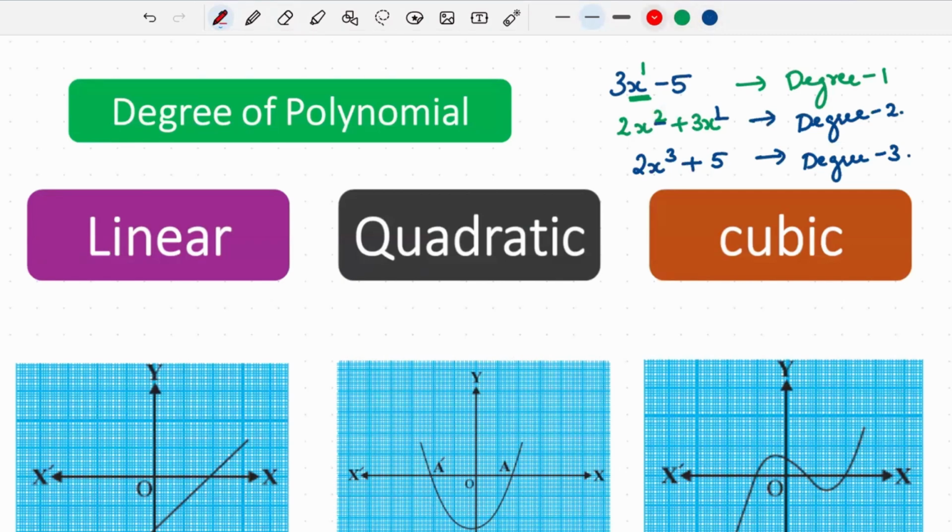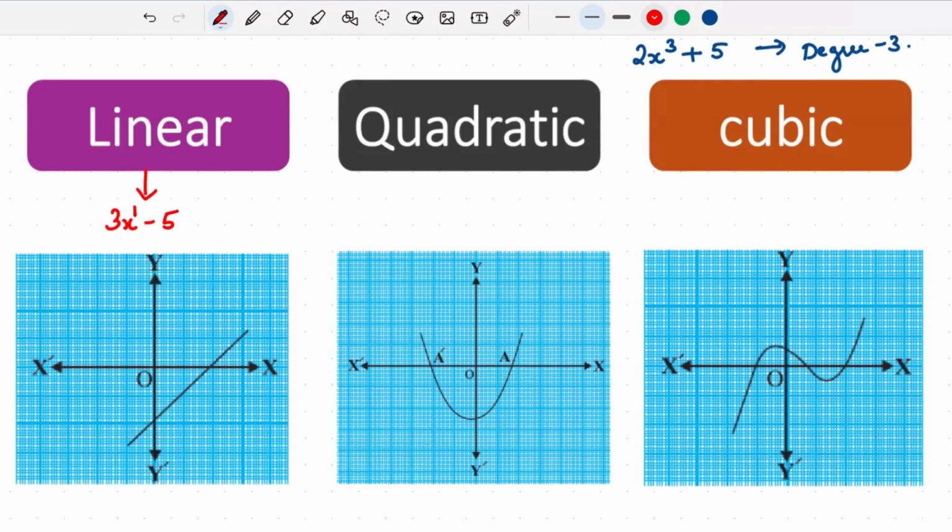So based on the degree of the polynomial, we are going to classify the polynomials as linear. Linear means degree 1. So your example is 3x minus 5. So here the power of the variable or the x is 1, which means it is a linear polynomial. Why is it called a linear polynomial? Because you can see that the graph is in the shape of a straight line. So that is why this is referred to as linear polynomial.